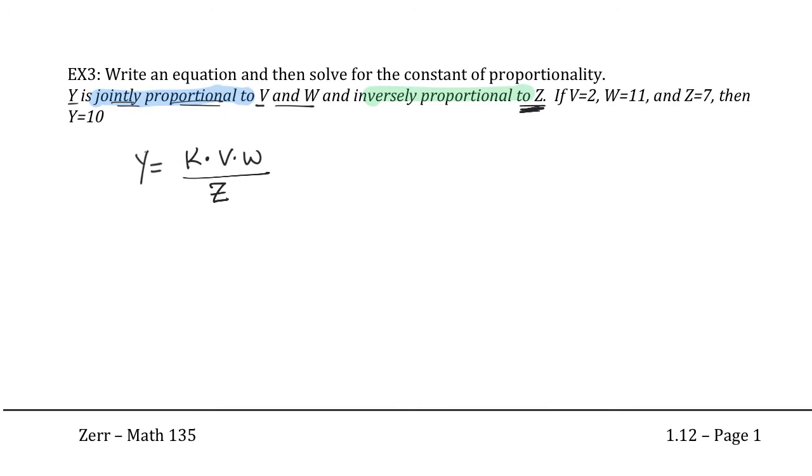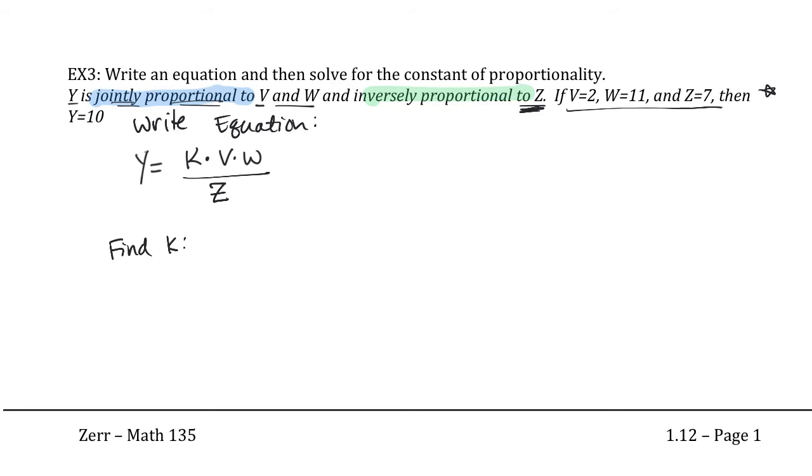Okay, so that's the first thing, is you need to write the equation. You're just directly translating from English to algebra. Now, the next thing is we're going to use all of this information to find K. So step one is write your equation or your model, and the next step is find K. So now we'll just plug all the information in.